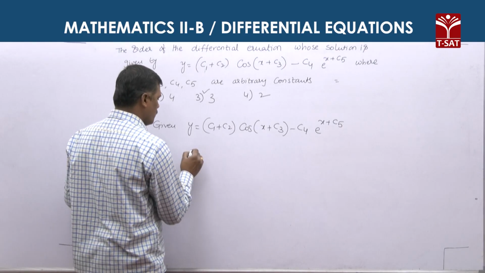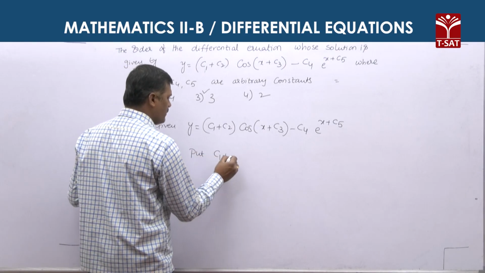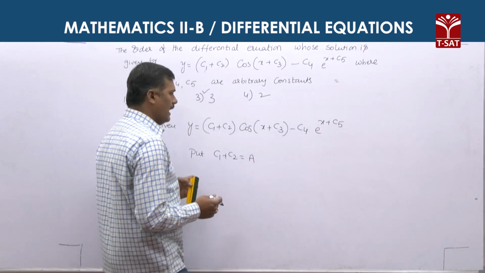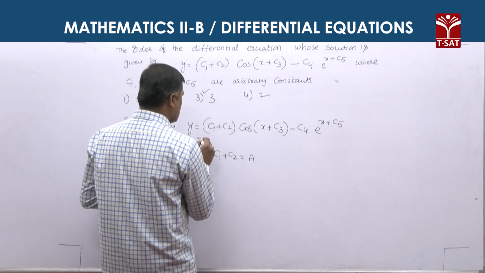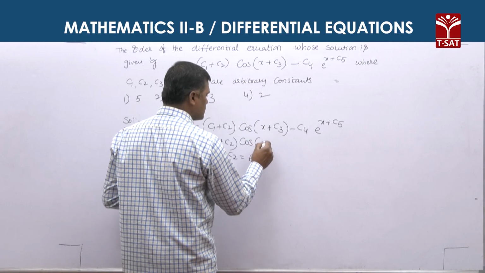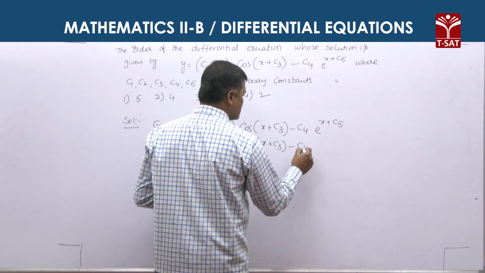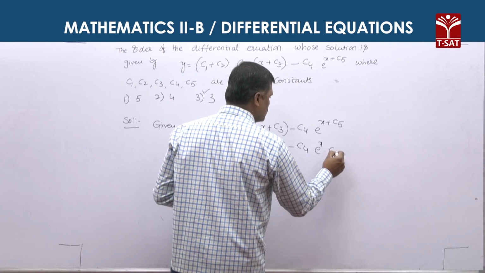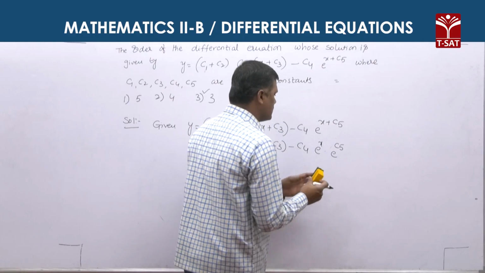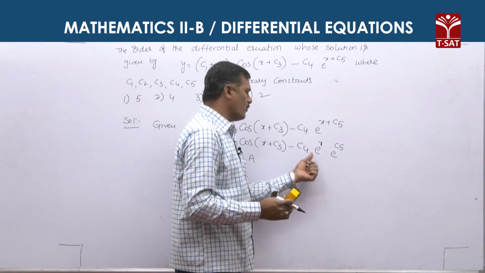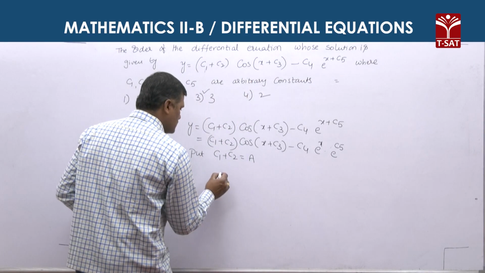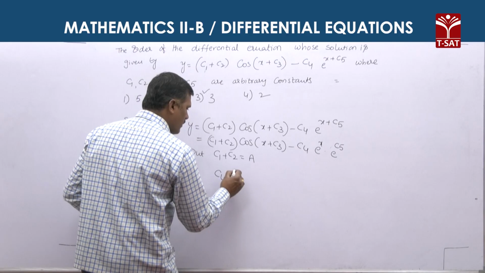Here put c1 plus c2 is equal to a, capital A. Again this can be written as c1 plus c2 into cos of x plus c3 minus c4 into e power x into e power c5. Bases equal, power should be added. c4 into e power c5, these two are also again constants. And c4 e power c5 is equal to b.